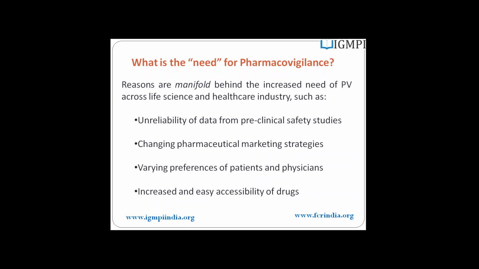But the first two points are the most vital, I would say, because I have elaborated the first point a bit more. You can see unreliability of data. That's a very key point. It means we do have data, but we are not very sure of the data from the preclinical safety studies. But in a pharmacovigilance study, we have a more definitive set of data, from where we can deduce more definitive conclusions.